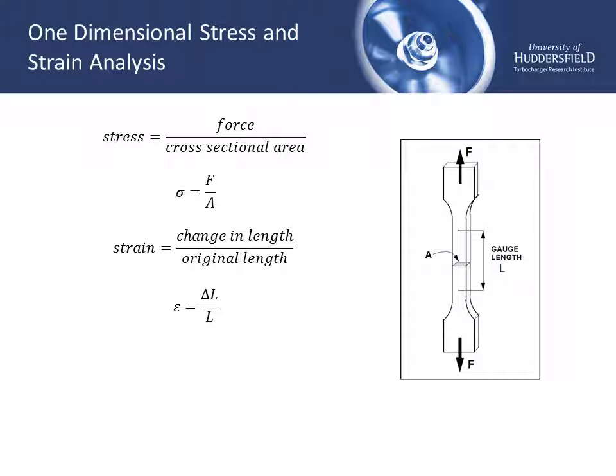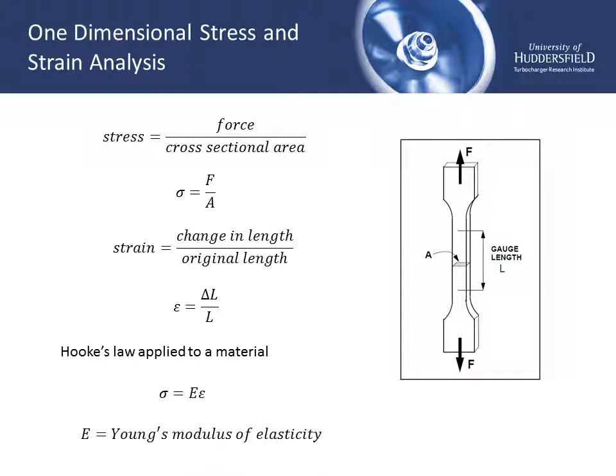Starting with one-dimensional stress and strain analysis, I'm sure I don't really need to remind you that in one dimension, stress can be simply defined as force over cross-sectional area, and strain can be defined simply as change in length over original length. The relationship between stress and strain is given by Hooke's law, which states that the stress is equal to Young's modulus times strain. That applies if we are working in the linear elastic region.